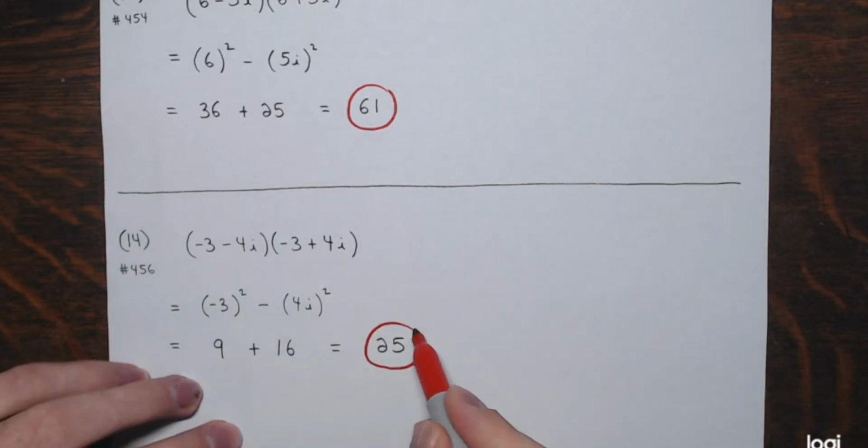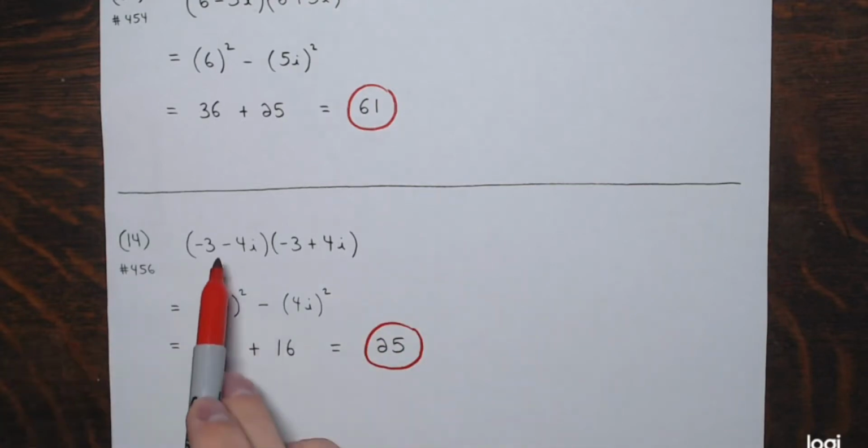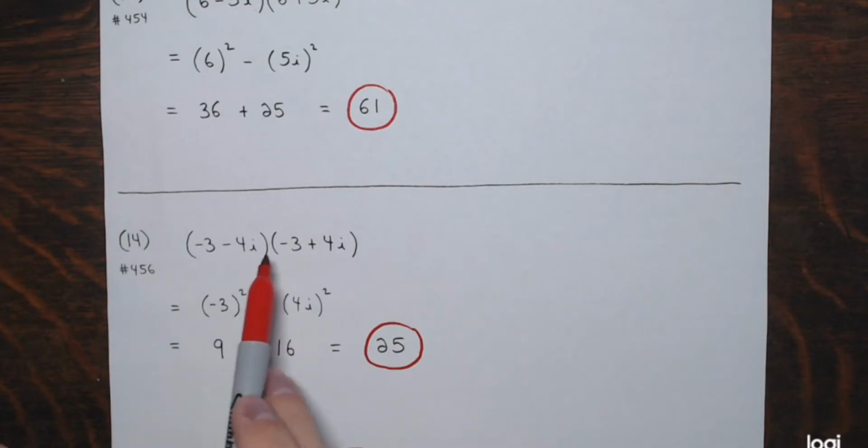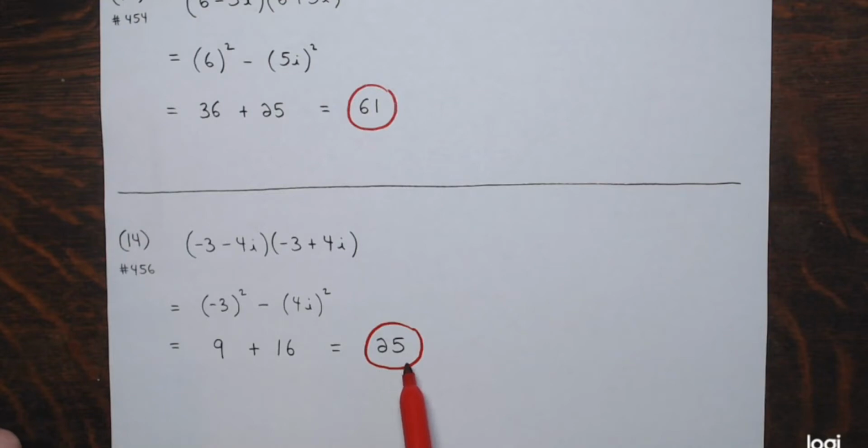And once again, I'll say it one more time. When we multiply these complex number conjugates, you end up with a number that is real and has no imaginary part, right? It has a 0i imaginary part.